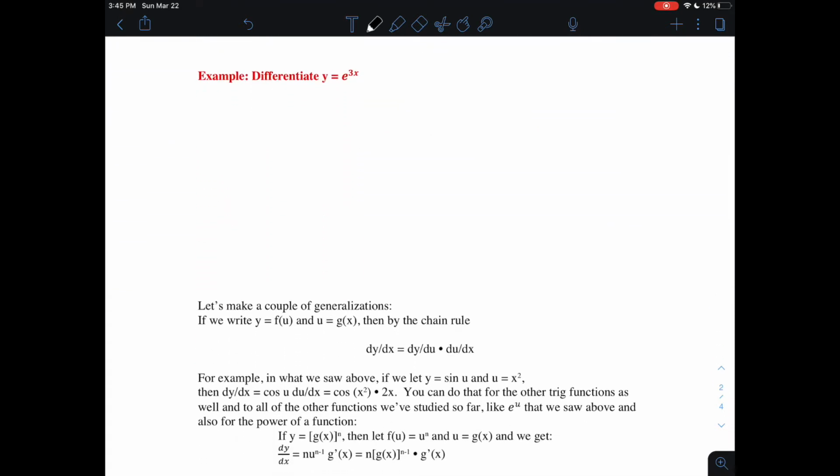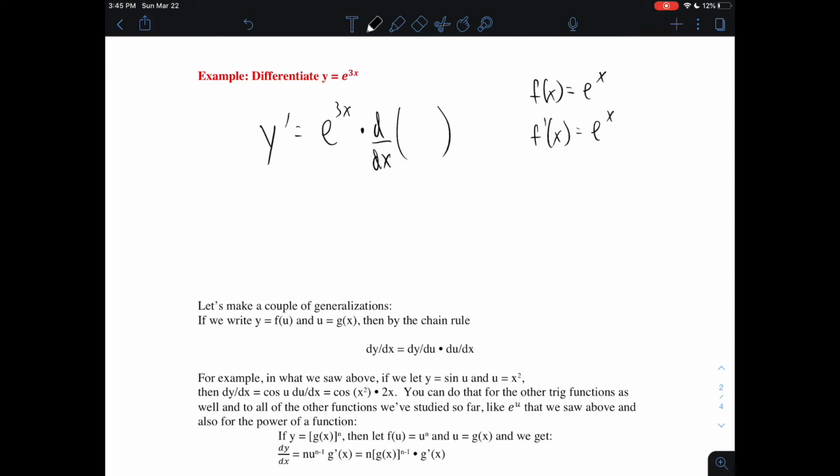Differentiate y equal e to the 3x. We did this in a previous lesson using the product rule. Now we're just going to use the chain rule. So first of all, the outside function in this case would be the exponential function, e to the x. And if we remember, if we have f of x equal e to the x, then the derivative is the same thing. So really, the first part of this derivative is exactly what we started with, e to the 3x. But then we have to multiply by the derivative of the inside function.